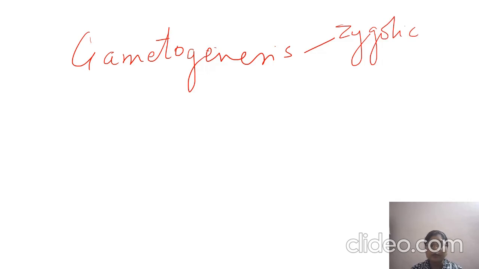Gametogenesis is the formation of gametes. Now I will go back to class 11th and try to connect what you have read earlier, because in biology this connection is very important. If you have to build your concept, then you should know how to connect your topics. So gametogenesis is the formation of gametes. There are basically three types which you have read. One is zygotic meiosis.